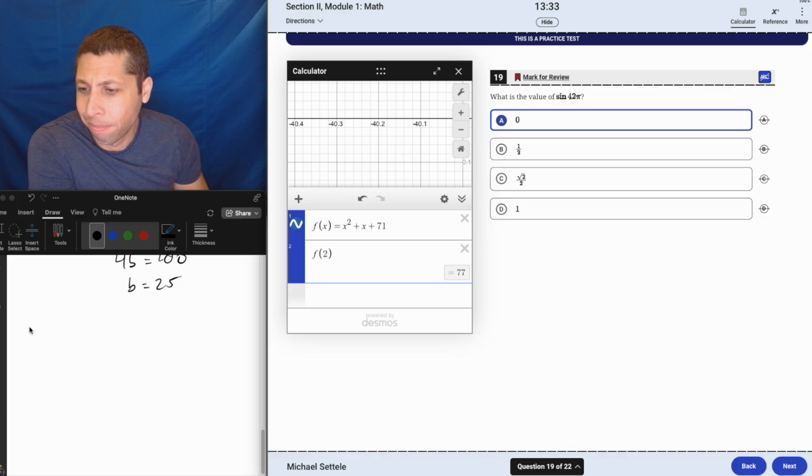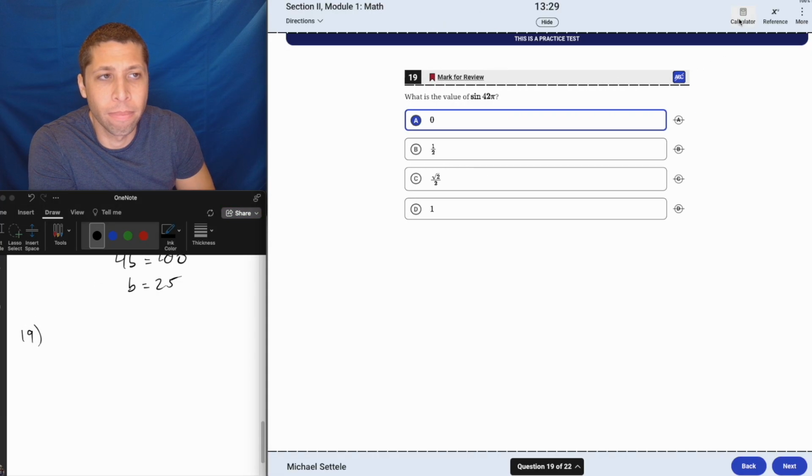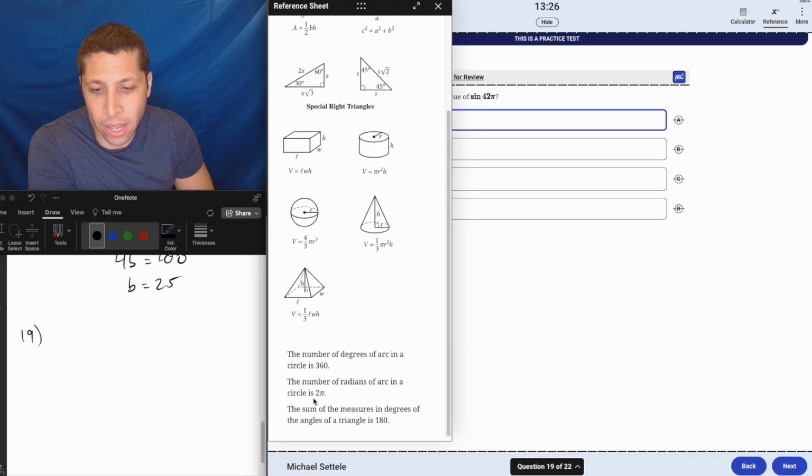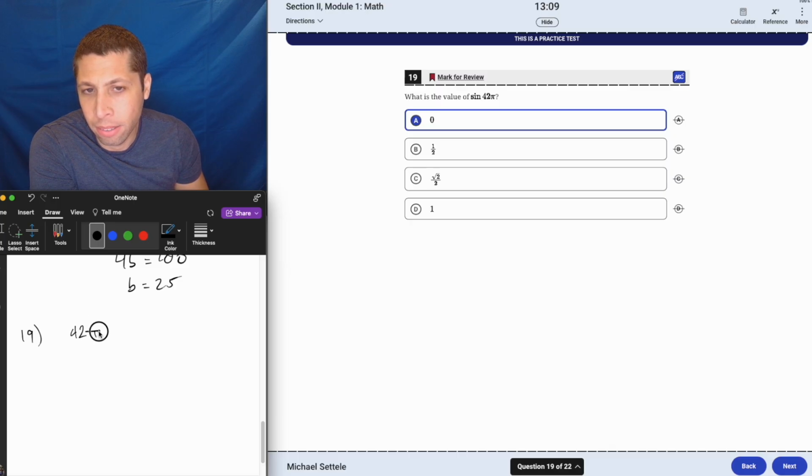What do we do here? What do they want me to do? I think what they want is for us to use this: the number of radians of arc in a circle is 2 pi. So we're supposed to think, what is 42 pi really? 42 pi is 21 2 pi's, meaning we're just going around and around 21 times.